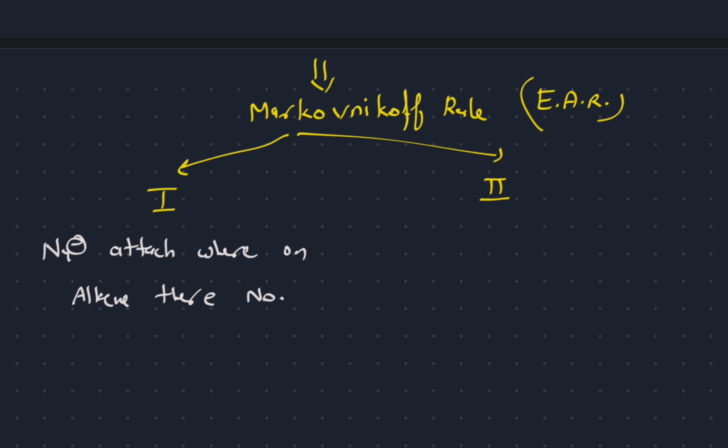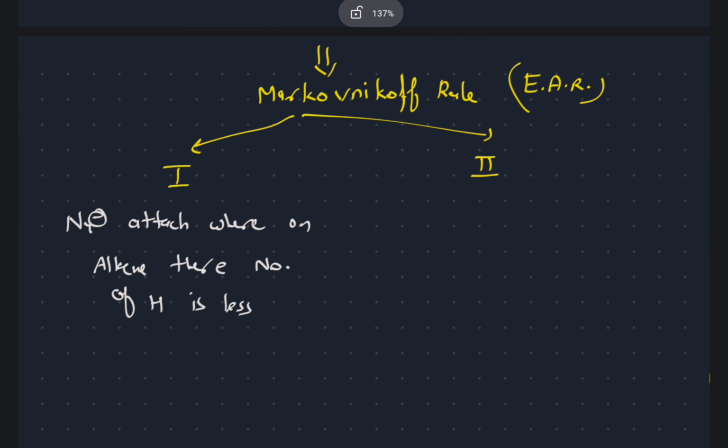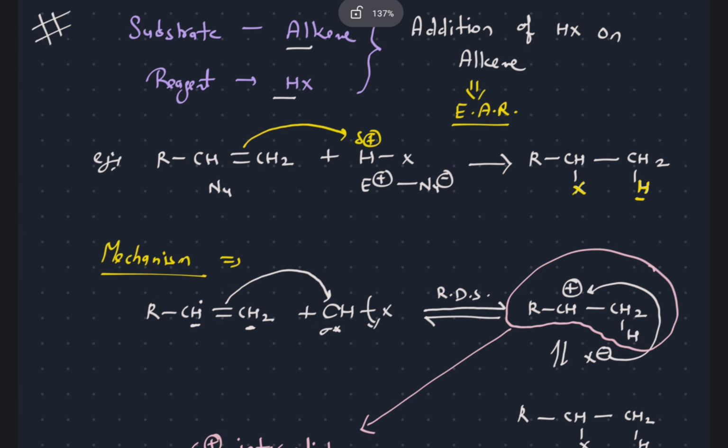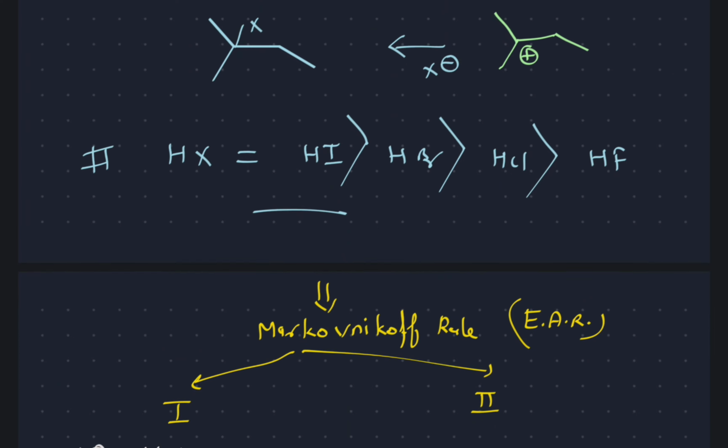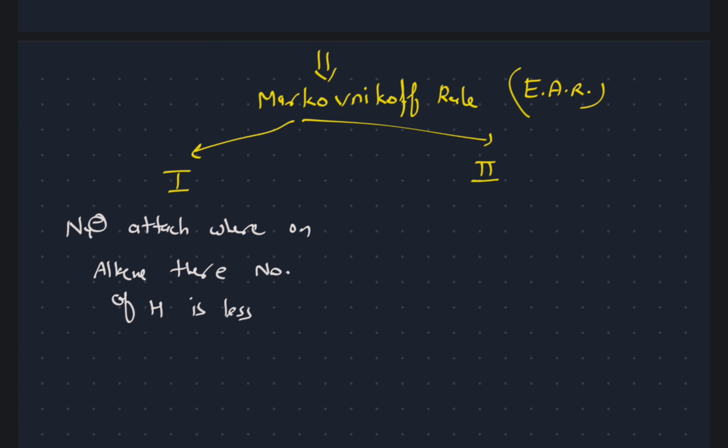The nucleophile attaches where the number of hydrogens is less. For example, with this substrate, the nucleophile of the reagent will be attached where the number of hydrogens is less. You can see here only one hydrogen and here two hydrogens, so the carbon with one hydrogen takes the nucleophile. This is the first rule. And the second rule says that firstly the carbocation will be formed, and after rearrangement the nucleophile will be attached. This is very simple as we are following the mechanism here.